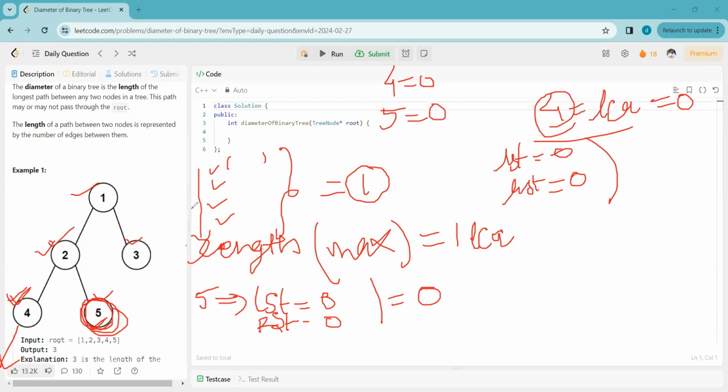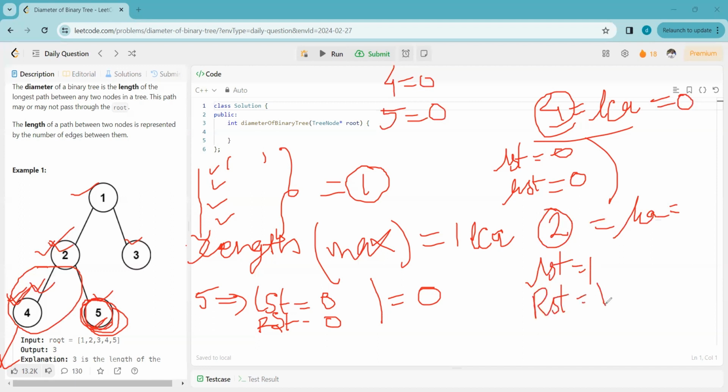Now let's take 2. So for 2 as the lowest common ancestor, we will see the maximum height in the left subtree. In the left subtree, the maximum height of a node is 1. And in the right subtree, the maximum height is also 1. That means the maximum length between any pair of nodes whose lowest common ancestor is 2 is LST plus RST, that is 2. So if we take 2 as the lowest common ancestor, then the maximum length between any pair of nodes will be 2.